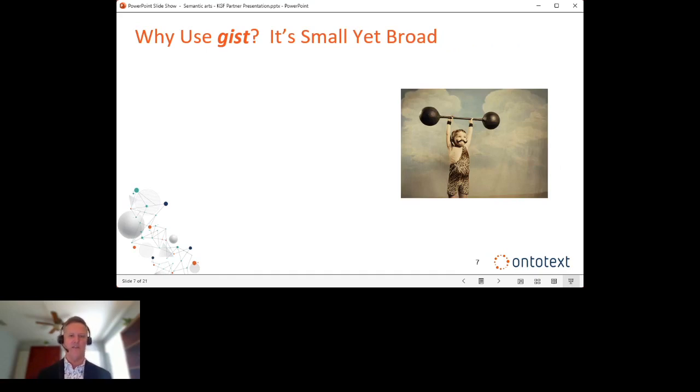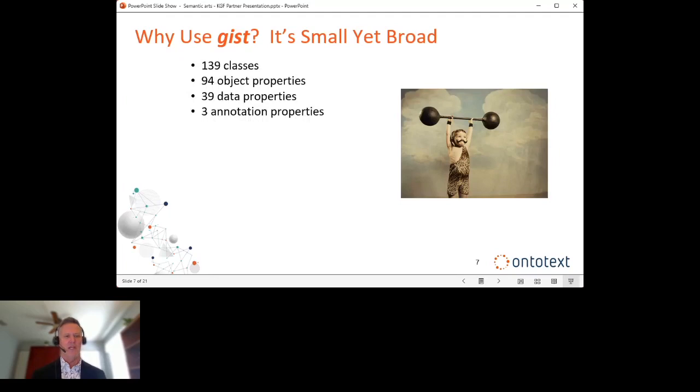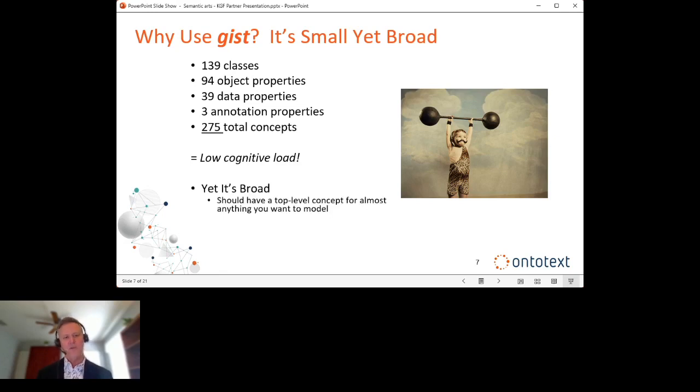It's what I call small yet very broad. So what do I mean by that? Well, version 11 has 139 classes, 94 object properties, 39 data properties, and 3 annotation properties. I'm going to assume everyone here knows what OWL is, so I'm not going to go into what those are. But that's only 275 total concepts. So if you spent a weekend looking at GIST, you'd probably be able to have your head around the whole thing. And that I think is very valuable: the cognitive load is low for using GIST. It's small, but yet it's broad.